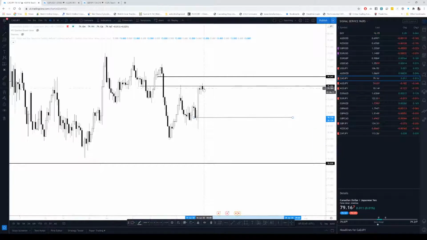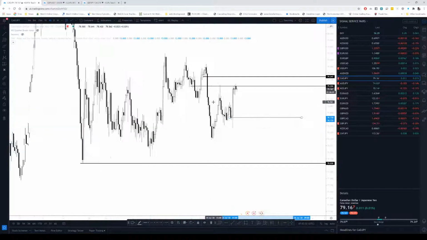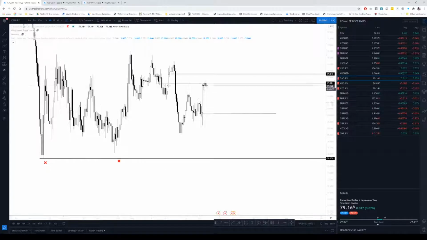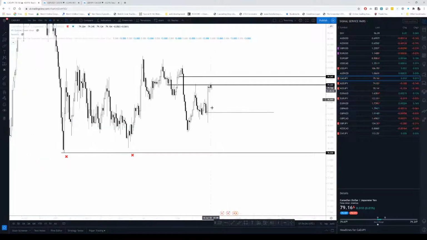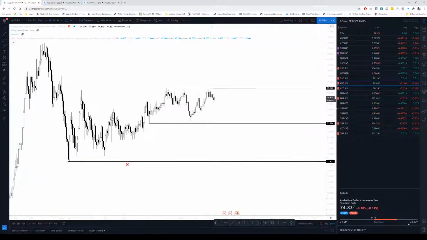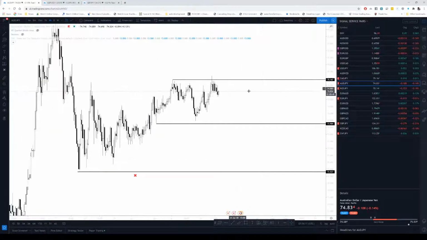So I'll personally wait for this low to be taken out, and then I will see if price can get down for these equal lows, which can happen today, or it can happen whenever it happens. I'll be ready for it. Next one, Aussie yen.